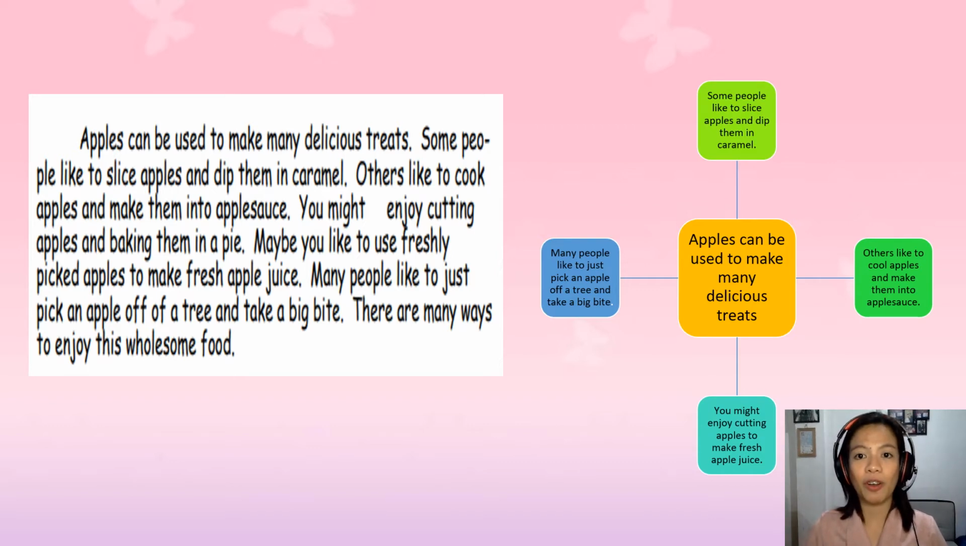What kind of graphic organizer is this? That's right, that's a bubble map. Apples can be used to make many delicious treats is our main idea, and the boxes around are the details.